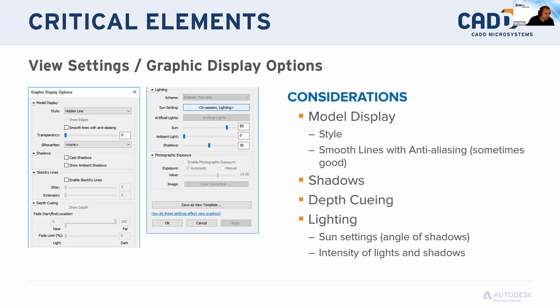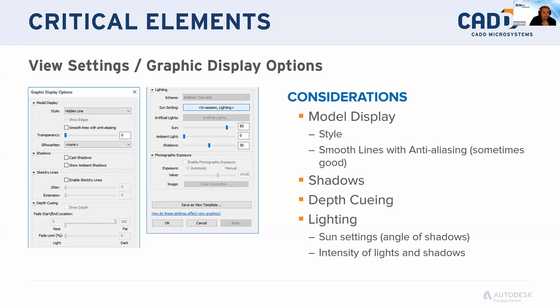So we have wireframe. Wireframe just looks at object styles and everything becomes transparent. Hidden line is where the objects get the material graphics from the materials. Shaded and consistent colors. Realistic uses the appearance properties. Smooth lines, with anti-aliasing, will actually smooth things out. Sometimes it's good. Sometimes it doesn't look great. It's kind of a try it and see what happens.